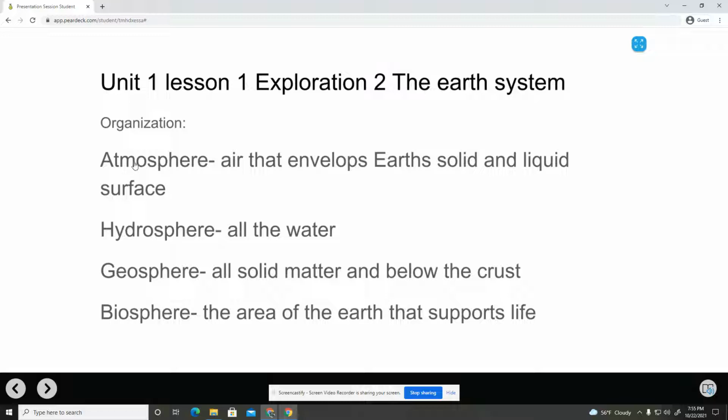All right, so please make sure that you know the atmosphere, hydrosphere, geosphere, and biosphere. These are super simple. You learn them in middle school. You learned them last year in environmental science. So the atmosphere is the air that envelops the Earth. That includes many gases. The hydrosphere is all the water. The geosphere is all the solid matter at and below the crust. That includes rocks as well as all the layers of the Earth, including the core. And then the biosphere is the area of the Earth that supports life along with the life in there.